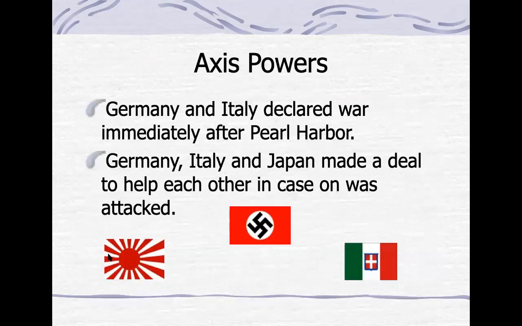So before we get any more into this, we're going to have to look at the Axis powers, not just the Allied powers. We'll look at those in a second. The Axis powers are this. So Germany and Italy declared war, and immediately after Pearl Harbor, Germany, Italy, and Japan made a deal to help each other in case one was attacked.